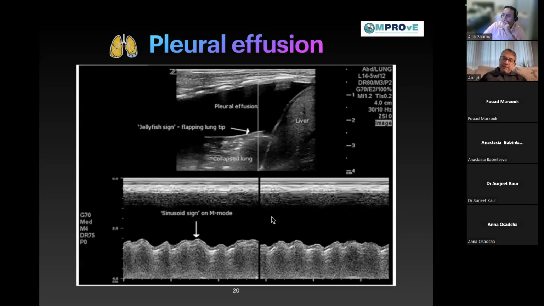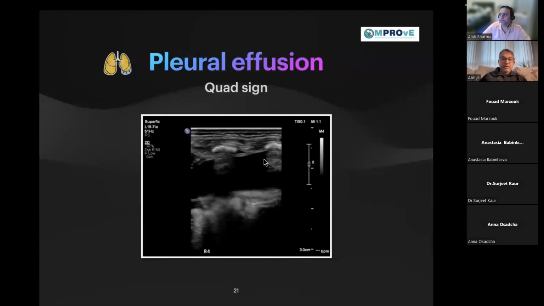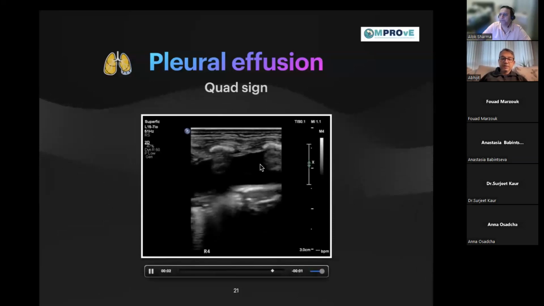You don't really have to interrogate when you see the pleural effusion to confirm that there is a pleural effusion, because that's a big elephant in the room. You see that very clearly as an anechoic area. But I'll come to why we are doing it. So moving on to the quad sign, when you have seen the pleural effusion, so what exactly is the quad sign?